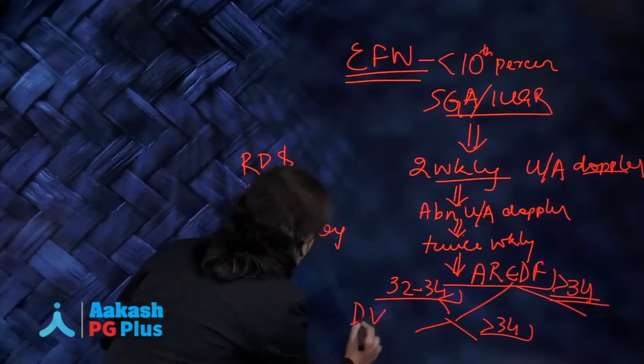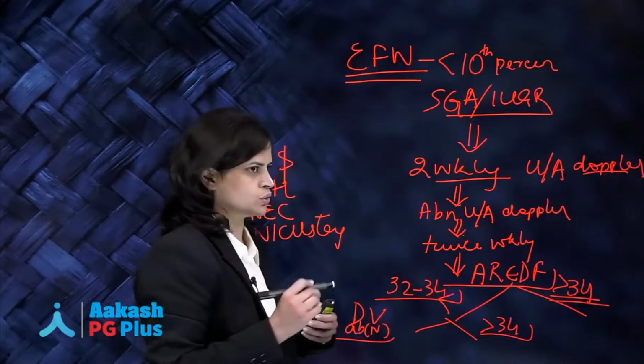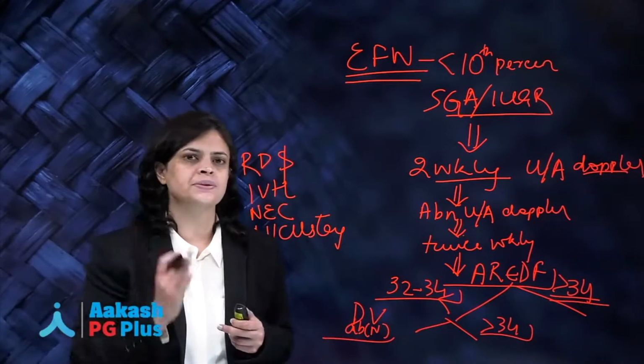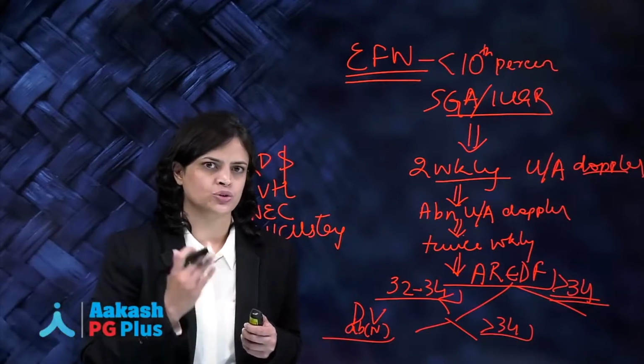So, the ductus venosus is a vessel which is present in the fetal circulation. We do not need to go into details of this. All we need to know is absent or reversed end diastolic flow in a significantly premature fetus.